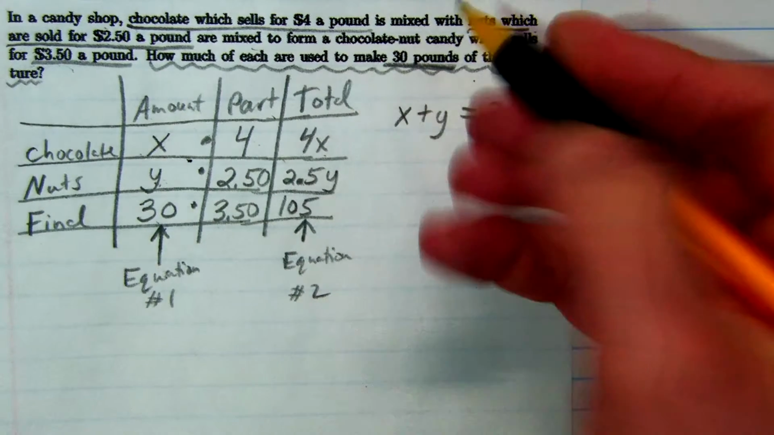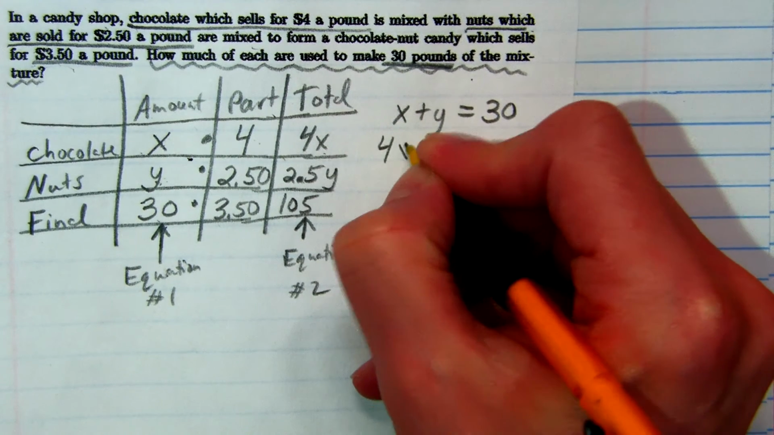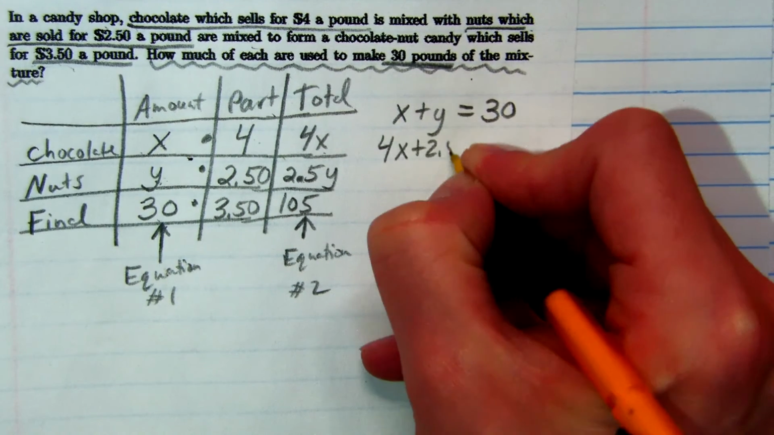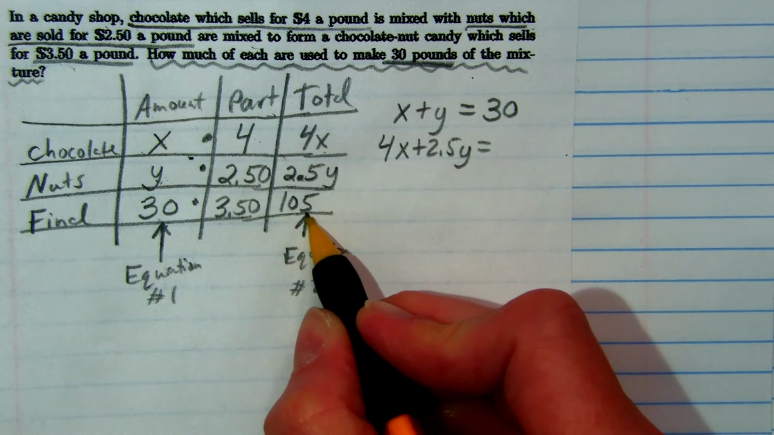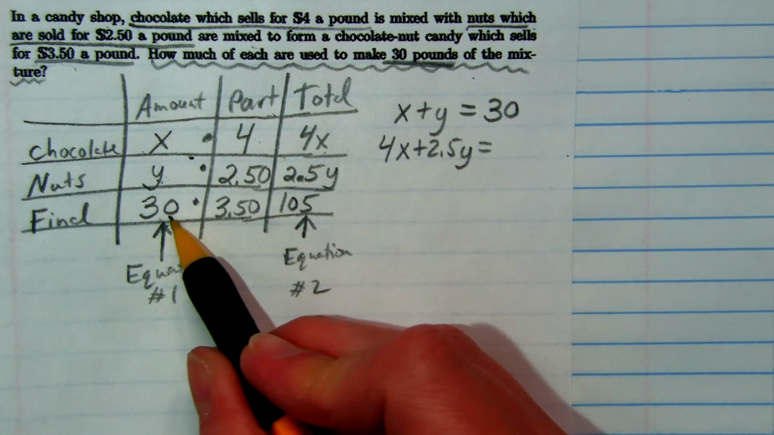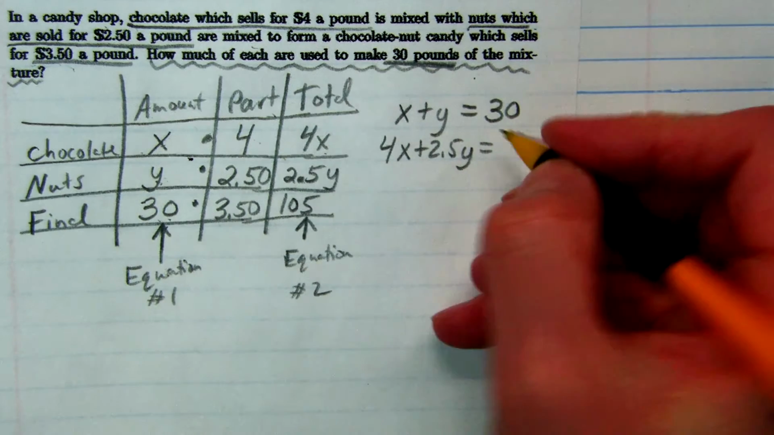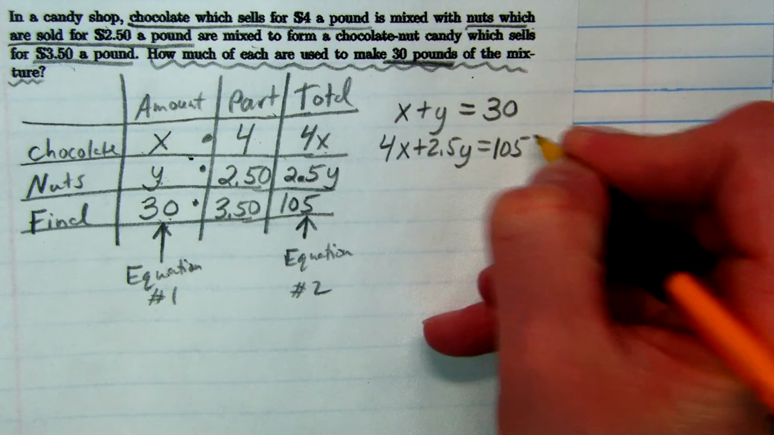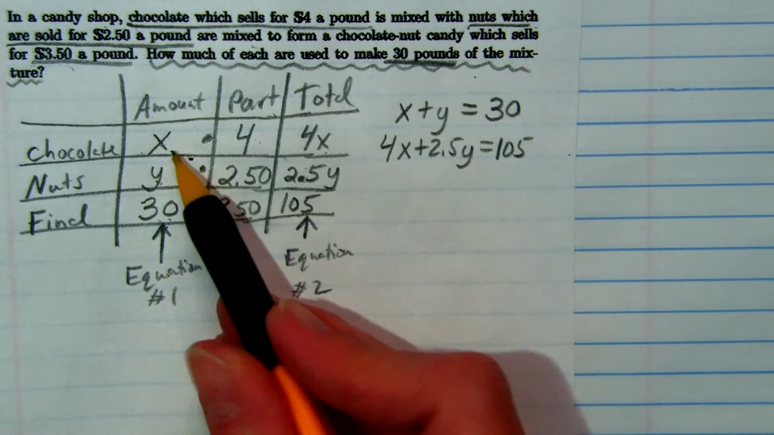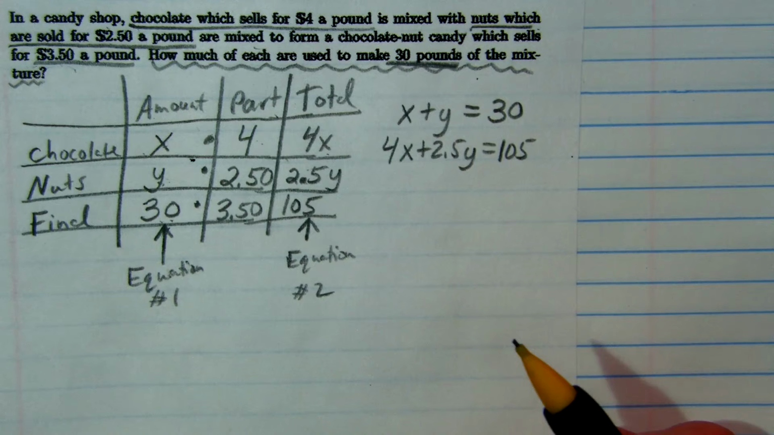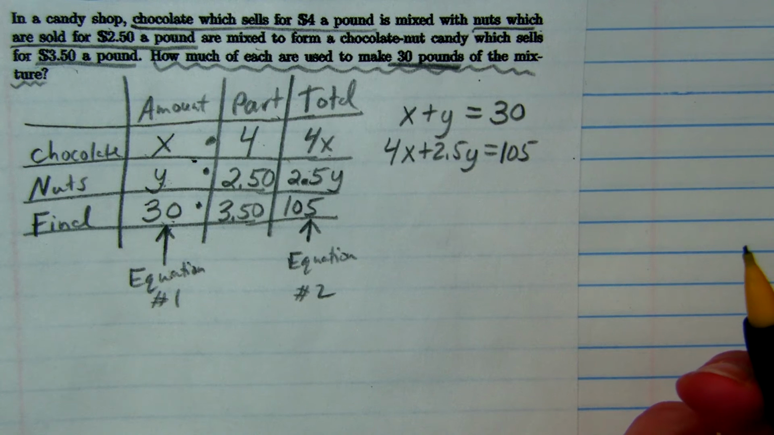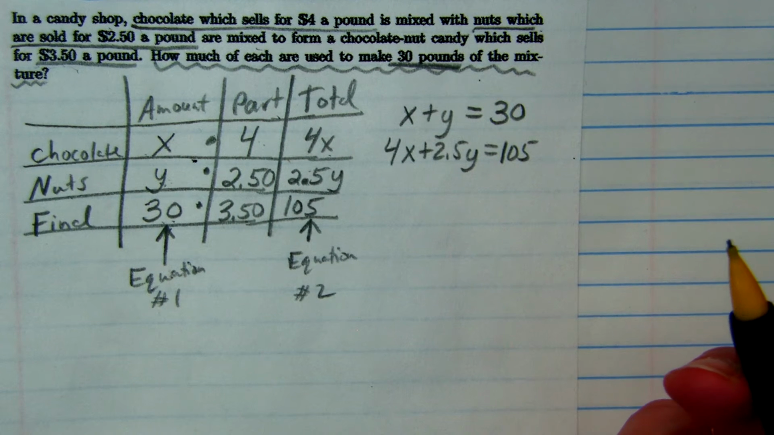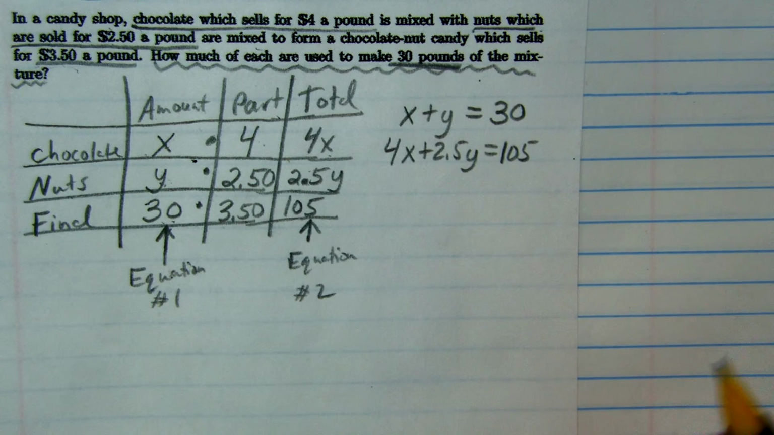And then if we take the total, it's $4 per pound of chocolate plus $2.50 per pound of nuts. And then if we sell 30 pounds of the stuff at $3.50 per pound, we have $105. That kind of explains everything we did in the table. And now we just have a system of equations we can solve like we've been doing. And most of these work best using elimination.